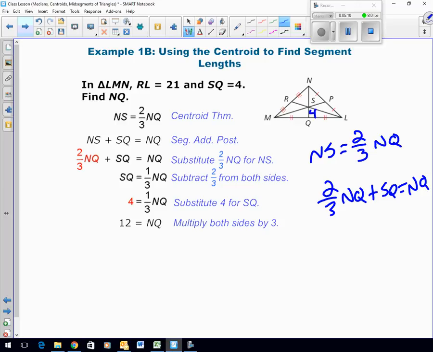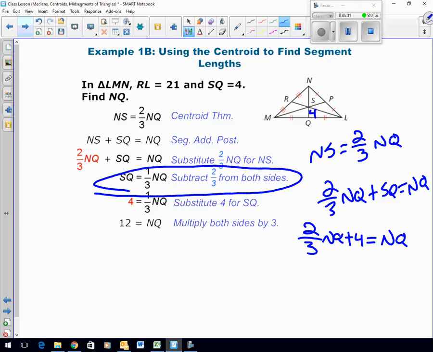Of that, I have S to Q right here. So I've got 2/3 NQ plus 4 equals NQ. That's what they do here. If I subtract 2/3 NQ from both sides, subtract 2/3 NQ from both sides.